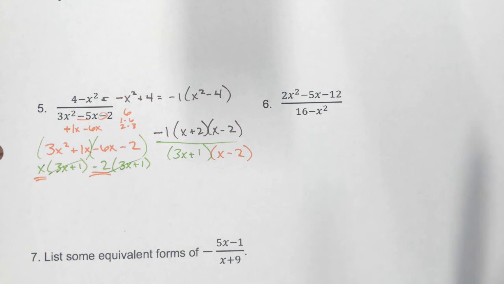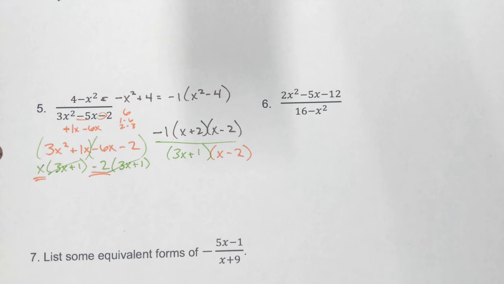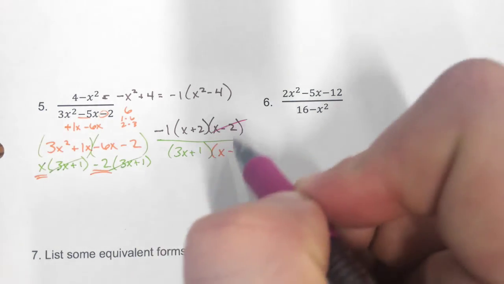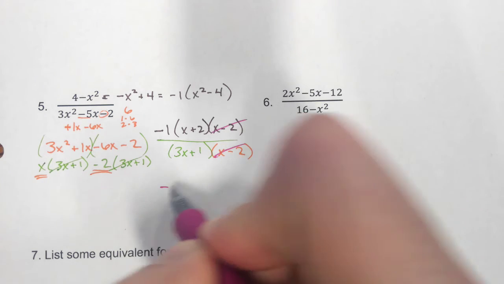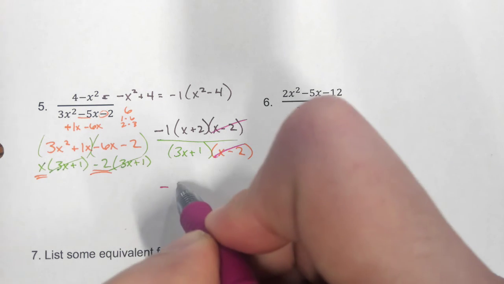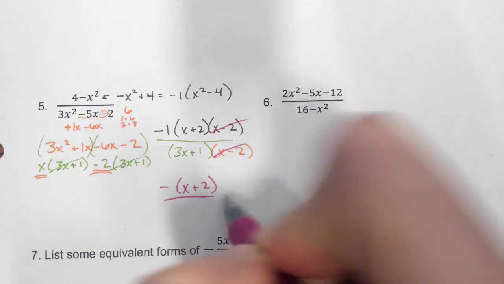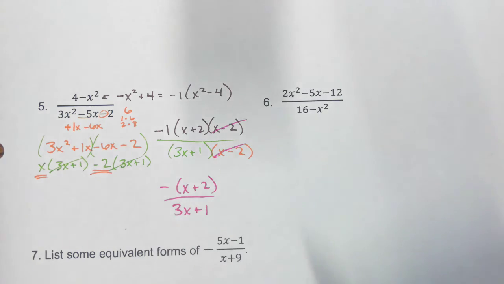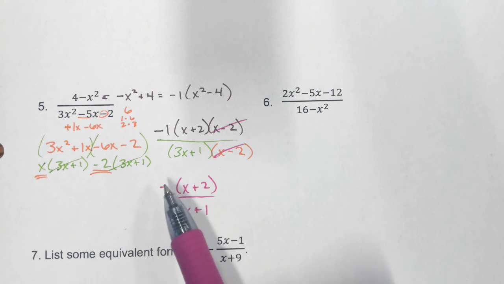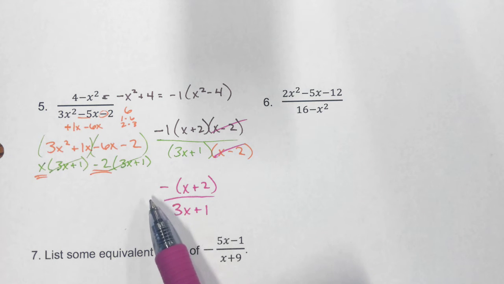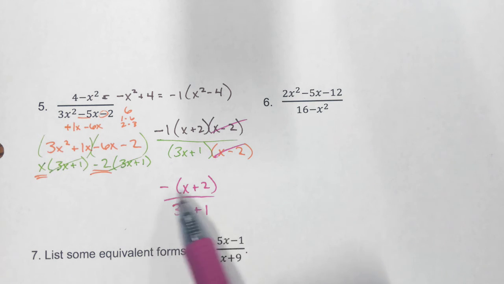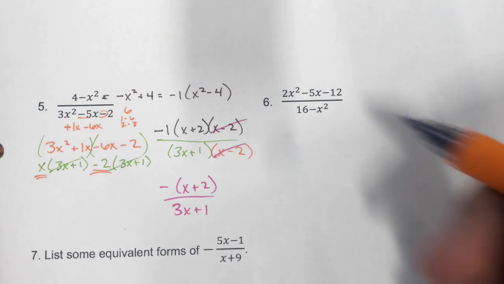You look at that, and you should hopefully notice that there is an x minus 2 on top and bottom, which are able to cancel out, leaving us with an answer of negative, I'm not going to put the 1 this time, x plus 2 over 3x plus 1. I don't need the parentheses in the denominator. In the numerator, you could have floated the negative out front and dropped the parentheses, but I think this is a better way to put it, so I would keep it like that. All right, that was a jumbled mess. Let's try 6. Maybe I can keep it a little more organized.